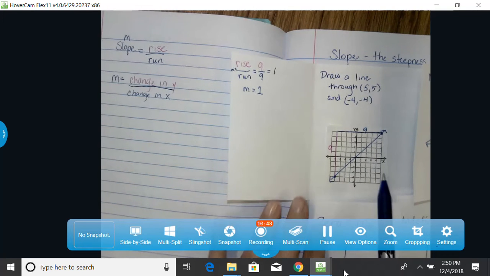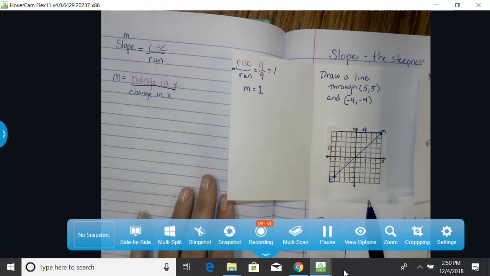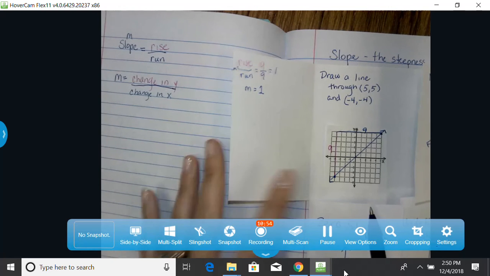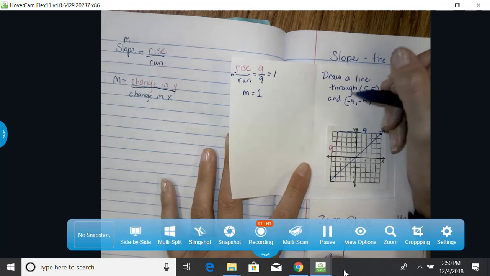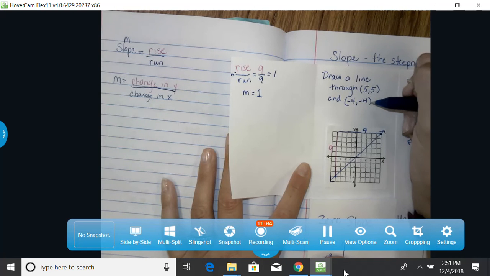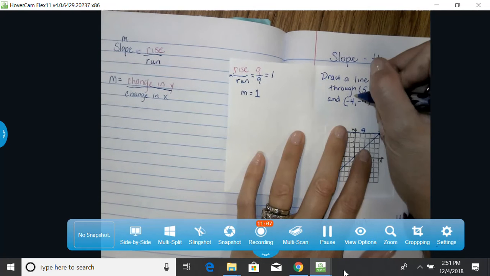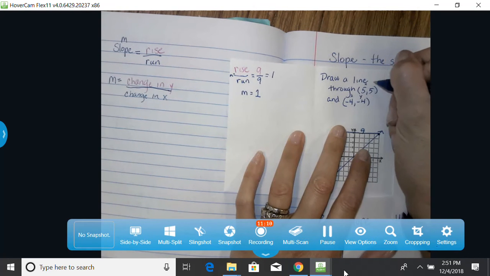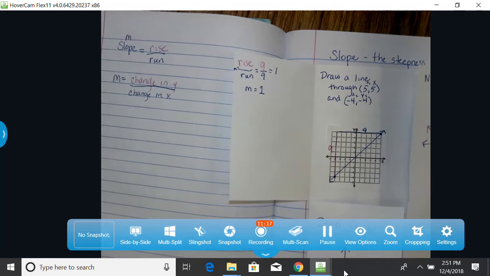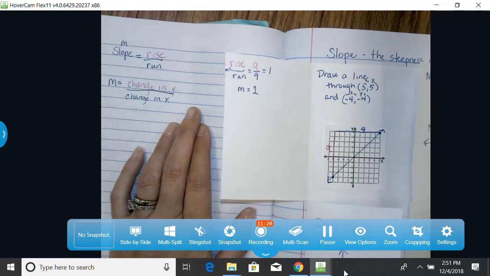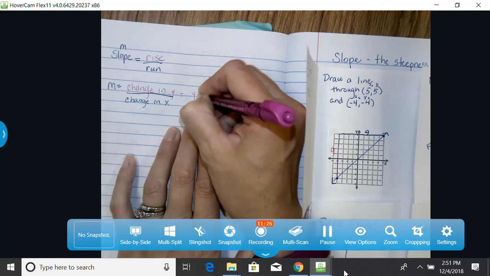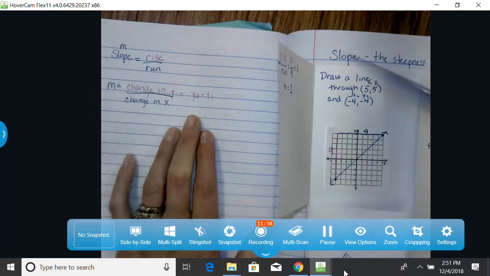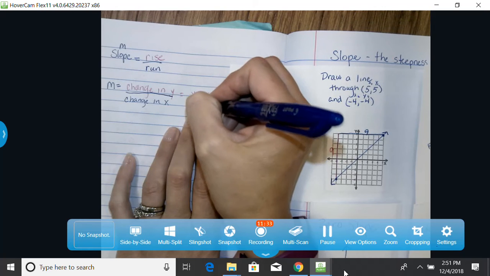Now, in order to find change, we subtract. So if I look at these coordinates, I have a first xy coordinate and I have a second xy coordinate. I'll label these for you: x, y, x, y. I have my first set of xy, and I have my second set of xy. To find change in y, I'm going to take y2 minus y1, and to find my change in x, I'm going to do x2 minus x1.